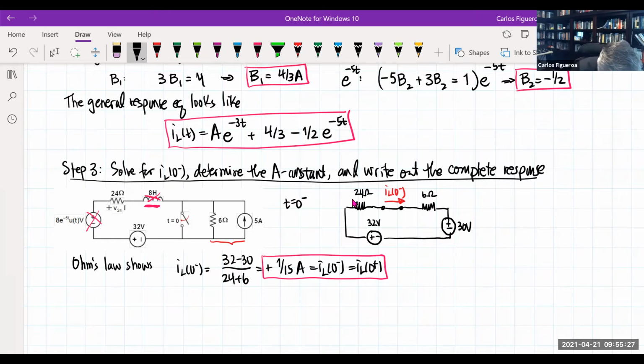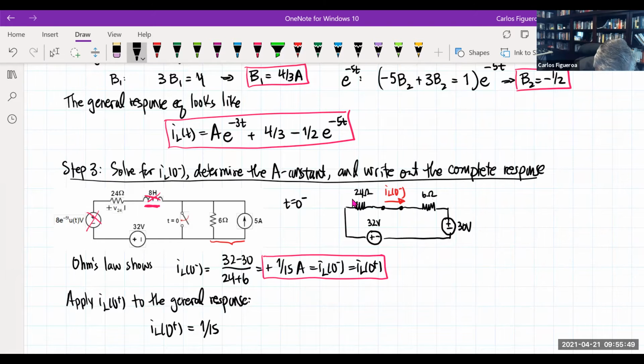So the next thing I'm going to do is apply this to the general response. So here I go. I've got IL of 0 plus. That is going to be what? 1/15th. And that's going to equal what? A e to the 0 plus 4/3 minus 1/2 e to the 0. So I have this equation right here. And then I just have to solve for A.